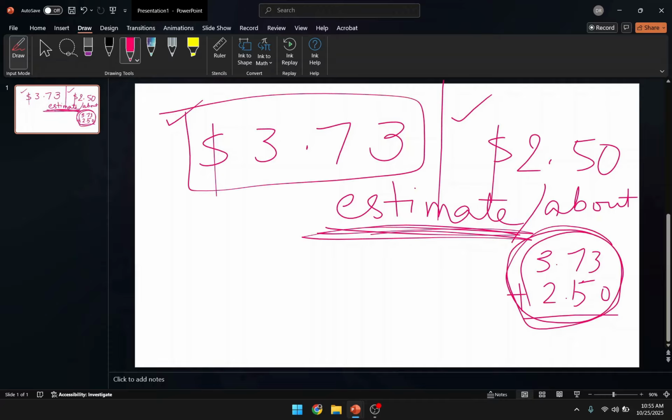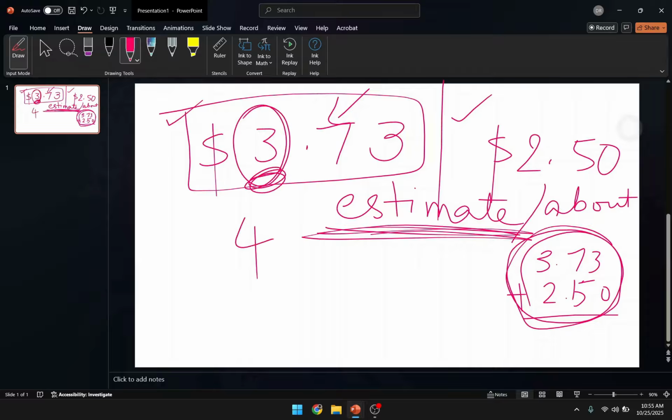This decimal, when I estimate it, or when I round it to the nearest whole number, look at the digit in the tens place. You have 7. 7 is greater than or equal to 5. Then I know I have to proceed with the next whole number, which is 4.